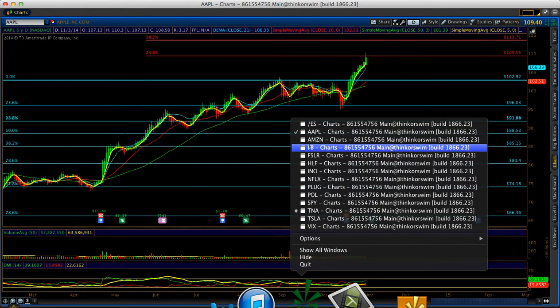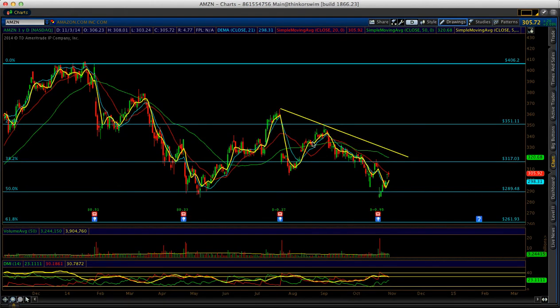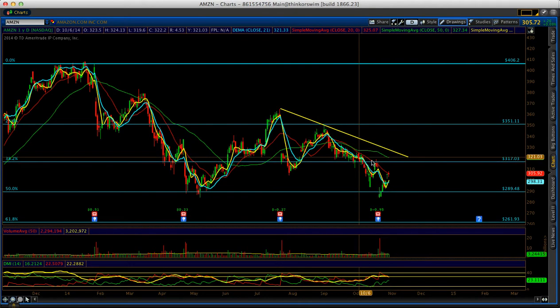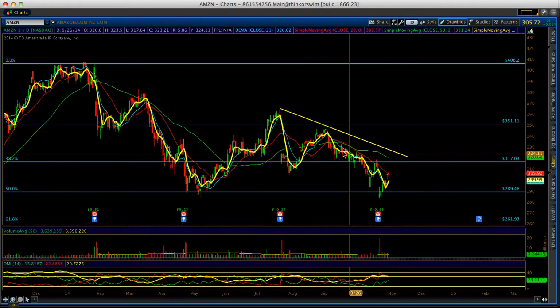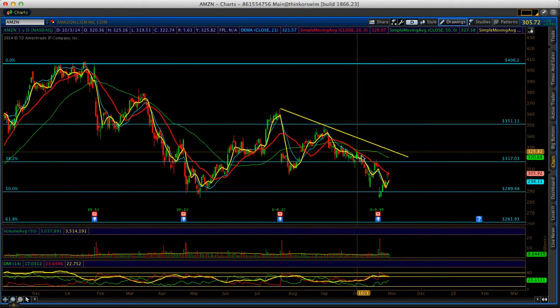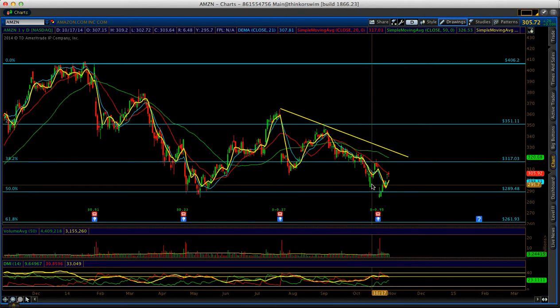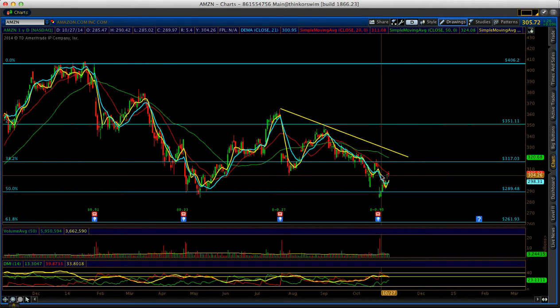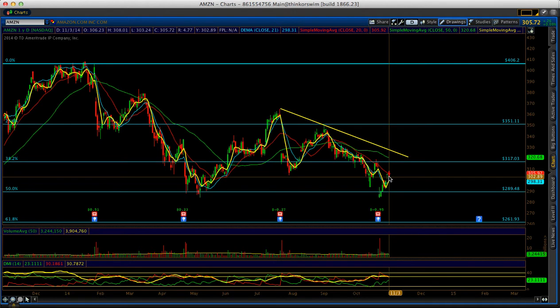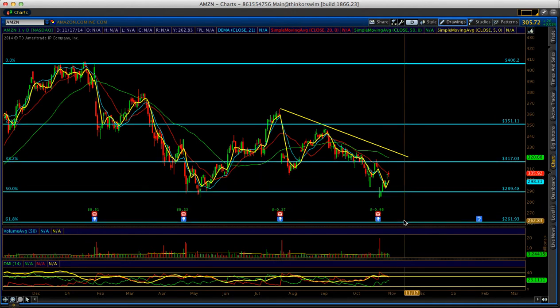Now let's talk about Amazon. Amazon right here is testing the 20 simple moving average. Every time it tests that average, it goes down. I have a short position on Amazon. I'm down, but I'm confident that this is gonna pull back and go down to 260. That's my level. Tomorrow we're gonna have Baba reporting in the morning.